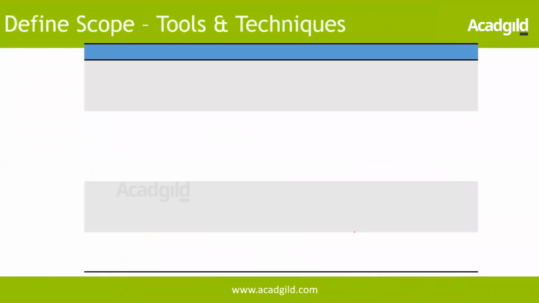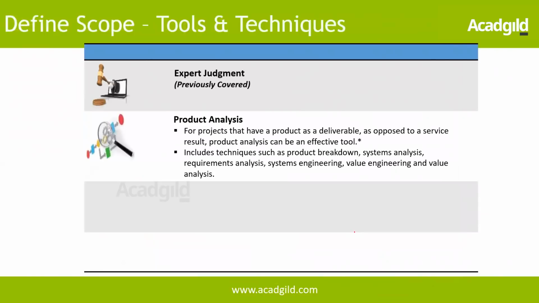So tools and techniques: expert judgment, talking to experts, to see how a project scope statement can be defined. Then the product analysis. For projects that have a product as deliverables, as opposed to a service or result, product analysis can be an effective tool. So what is the product? We have already seen what a product scope is. It's nothing but the features or functions that are a part of the product, right?